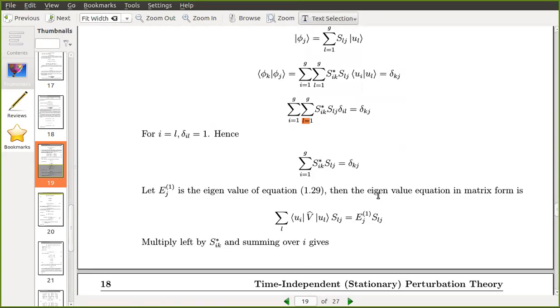Now there is a small correction in that. This is wrong. You write it as Sik star, and instead of this L you have to write I. Okay, so this is a correction. You change this index, the second index of the first index of the second S. It is not Lj, it is Ij. So Sik star Sij. So this L should not be there.